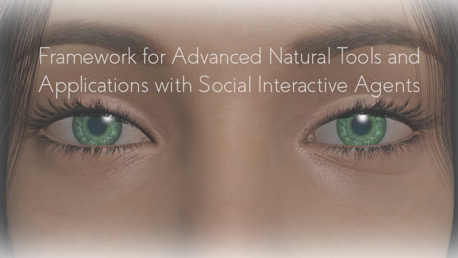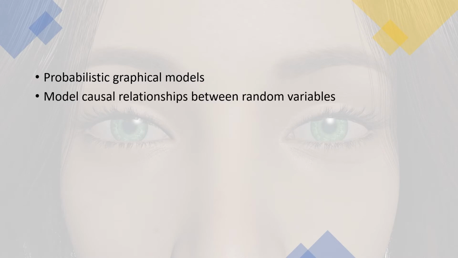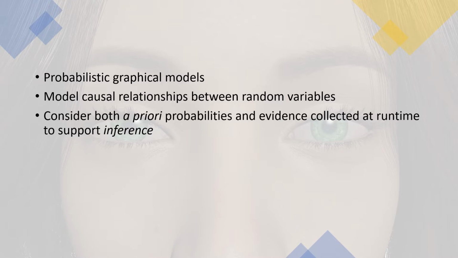So first of all, what is a Bayesian network? Bayesian networks are probabilistic graphical models that model causal relationships between random variables describing different aspects of the problem at hand. They consider both a priori probabilities and evidence collected at runtime to support inference.